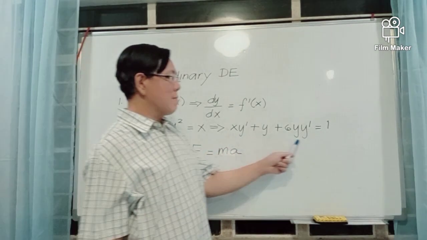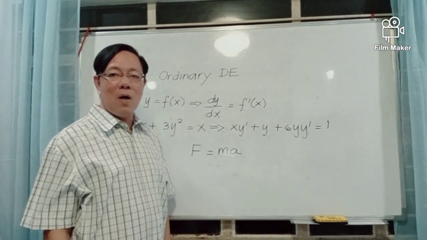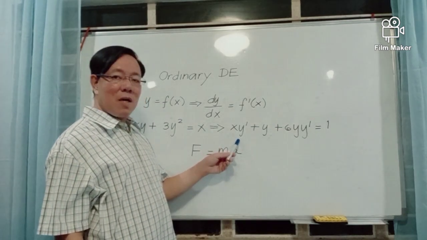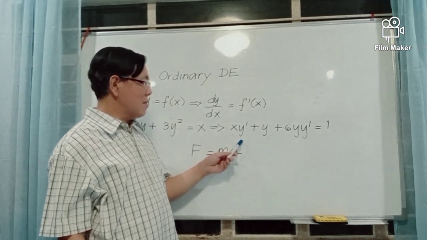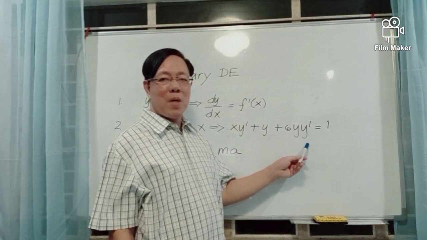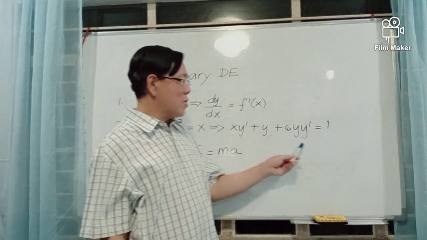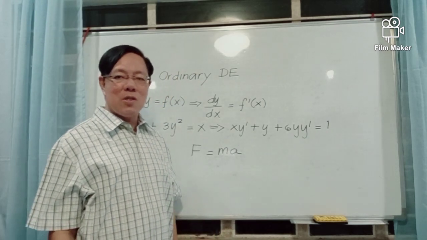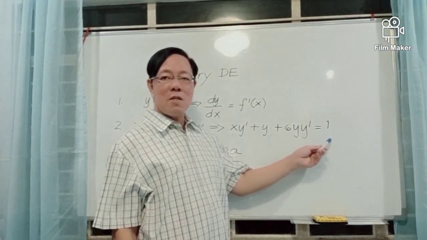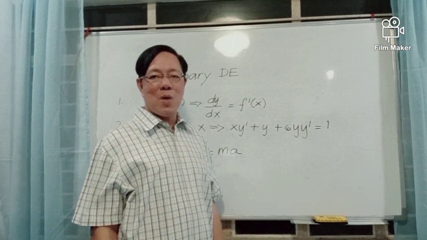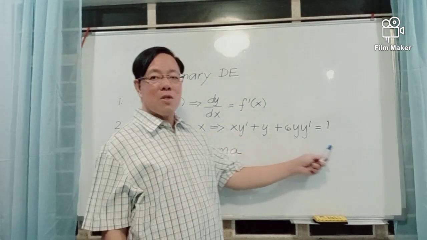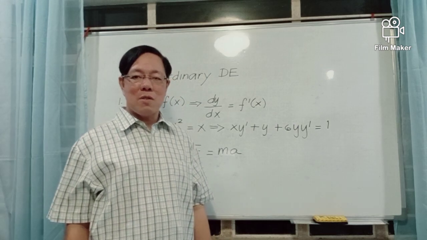This equation is another example of a differential equation, because it contains the derivative of y. In the first term we have y prime, and in the last term we have y prime. Hence this equation is an example of a differential equation. In particular, this differential equation is also an ordinary differential equation. This equation and this equation are ordinary differential equations.